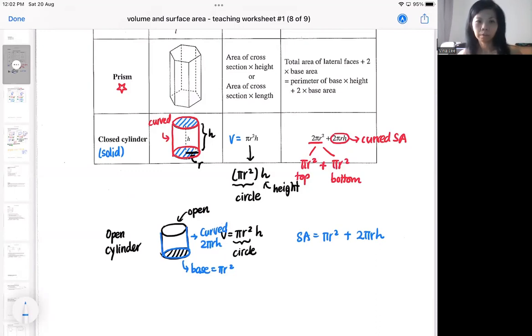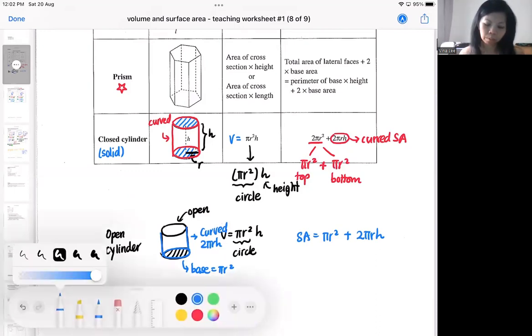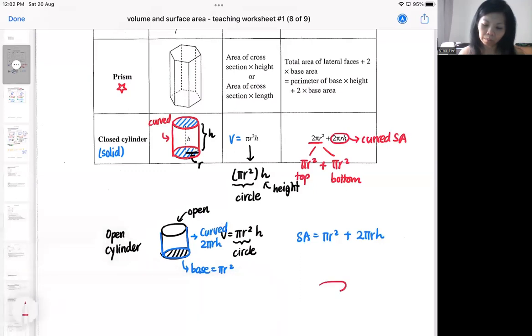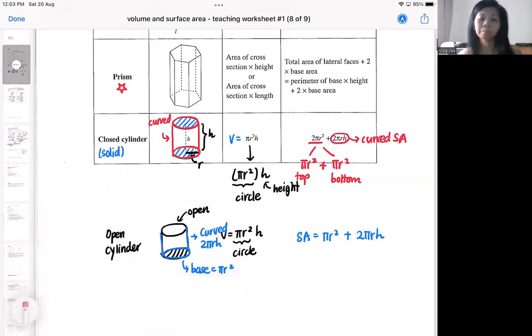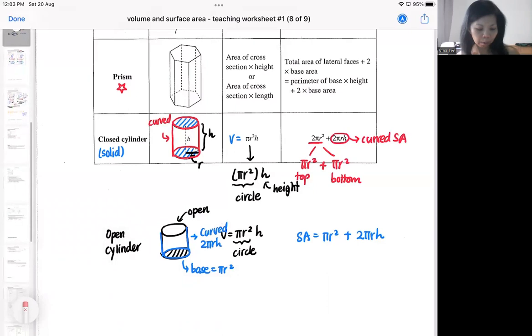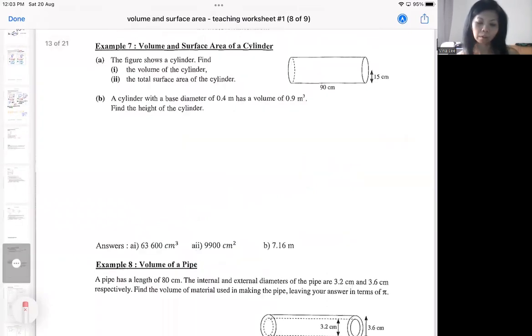Okay, so you have to think in terms of composite figures. For example, in Sec 2, you will encounter this shape, a cylinder with a cone. Certain parts will be covered up in a composite figure, so you have to use a bit of common sense. Don't apply the formula blindly. With this introduction, I will show you the example on example 7.